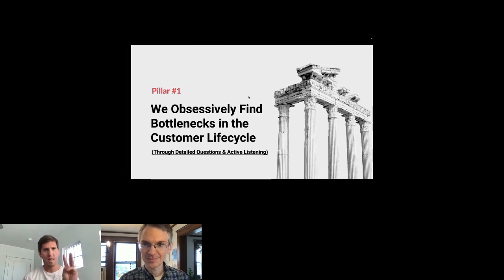So we have 3 pillars that we really like to teach in helping people understand process design and revenue operations. And the first one is a little unrelated to process design, but it's the first thing you need to think about when you're building a CRM and RevOps process. Whatever you do, it has to fix something in the customer lifecycle. And I want to give you an example.